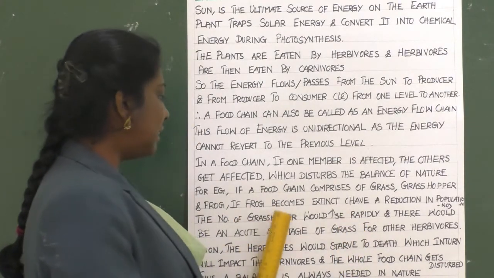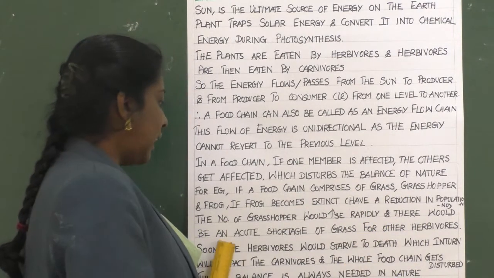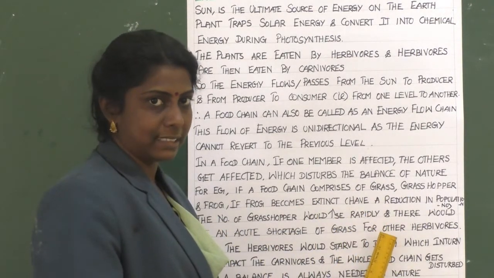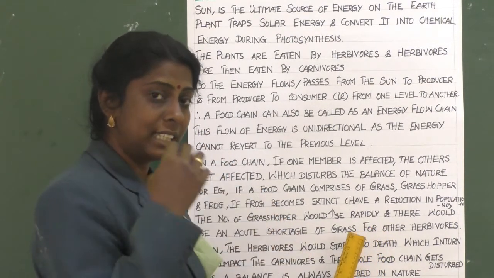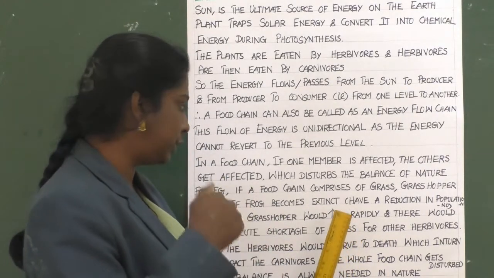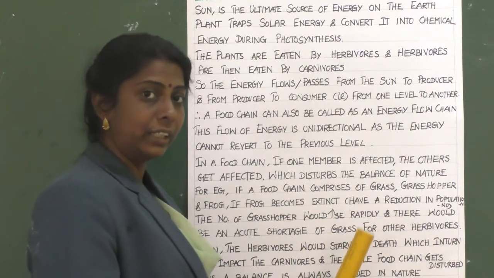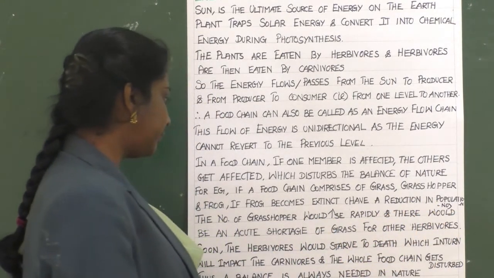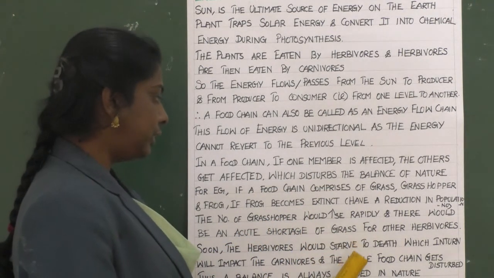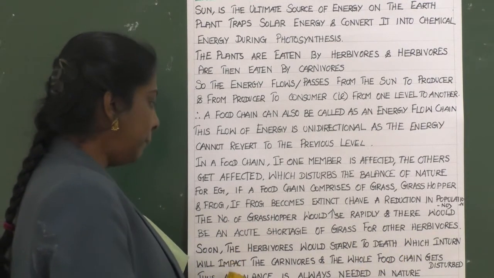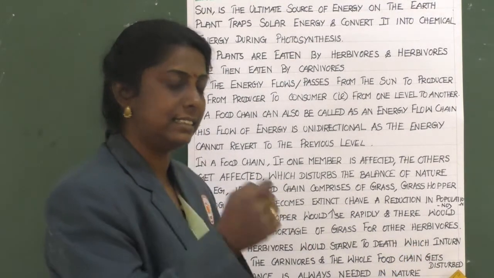Yes, the number of grasshoppers would increase rapidly, and there would be an acute shortage of grass. Why? Because there is an increase in grasshopper count, so there is a shortage of grass for other herbivores. Then, soon the herbivores would starve to death, which in turn will impact the carnivores and the whole food chain gets disturbed.